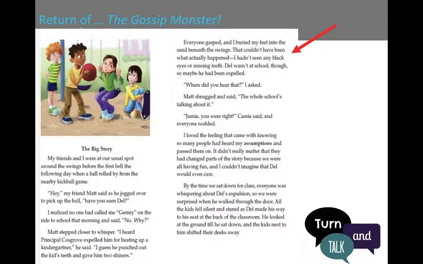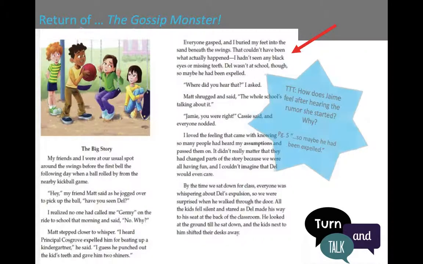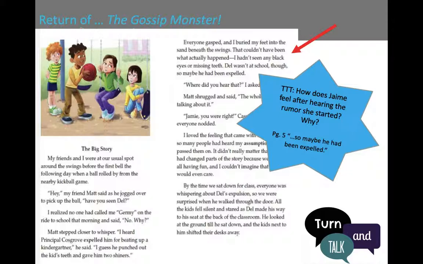Great. One thing I wanted to share is where I would pick a think, turn, talk when I went through the story. Specifically, I looked at the fifth paragraph, which said, everyone gasped. I buried my feet into the sand beneath the swings. They couldn't have been what actually had happened. I hadn't seen any black eyes or missing teeth. Dell wasn't at school, though, so maybe he had been expelled. My think, turn, talk would have been, how does Jamie feel after hearing the rumor she started? And I would prompt with why if I needed more.